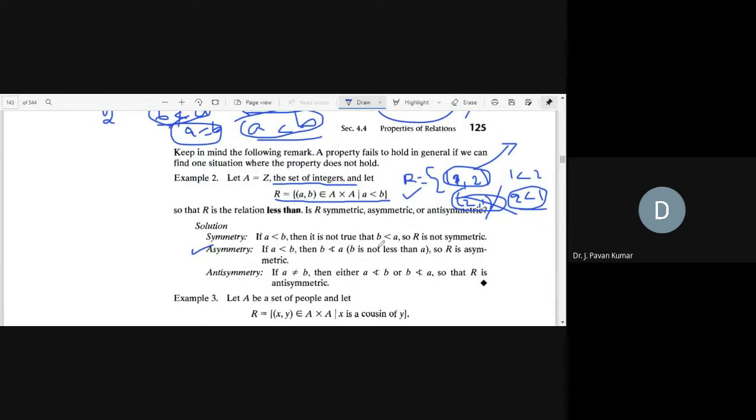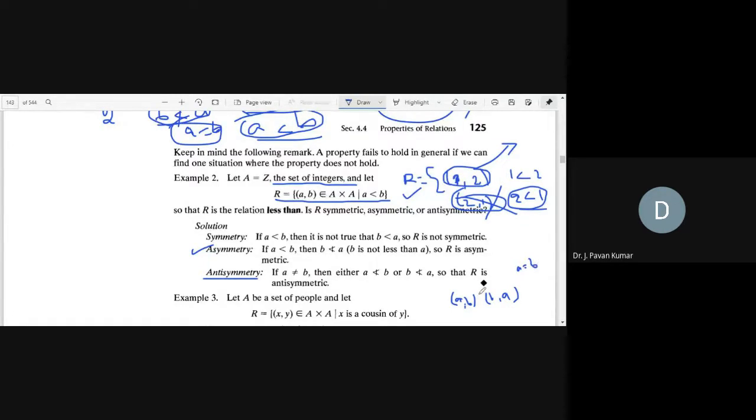It will not be part of the relation. Yes or no? So now, the antisymmetry property is what? Whenever both a comma b and b comma a are part of the relation, then a must be equal to b. This is the condition.